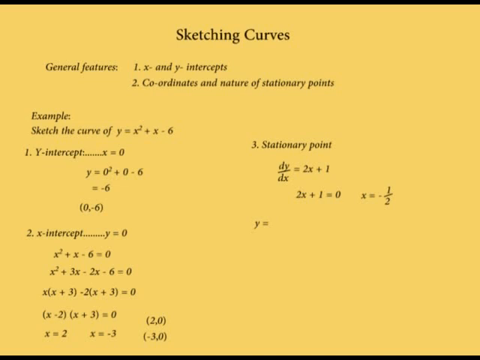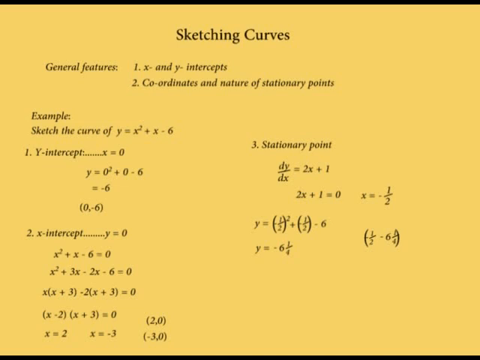We substitute that into the equation of the curve. y is equal to minus a half squared plus minus a half minus 6. We work that out, we get y is equal to minus 6 and a quarter. So the stationary point is at minus a half, minus 6 and 1 over 4.